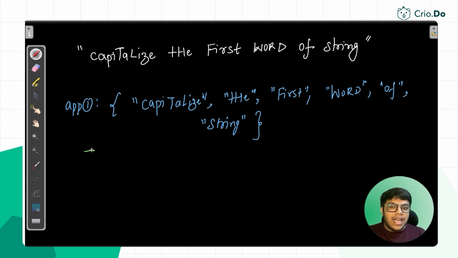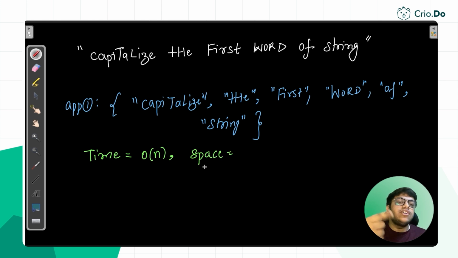So what will be the time complexity of this solution? The time complexity is going to be linear in nature. And what about space? Since we are traversing the input string, it takes linear time, and since we are taking an array, we are using extra space, so it is going to take linear space also due to the array.